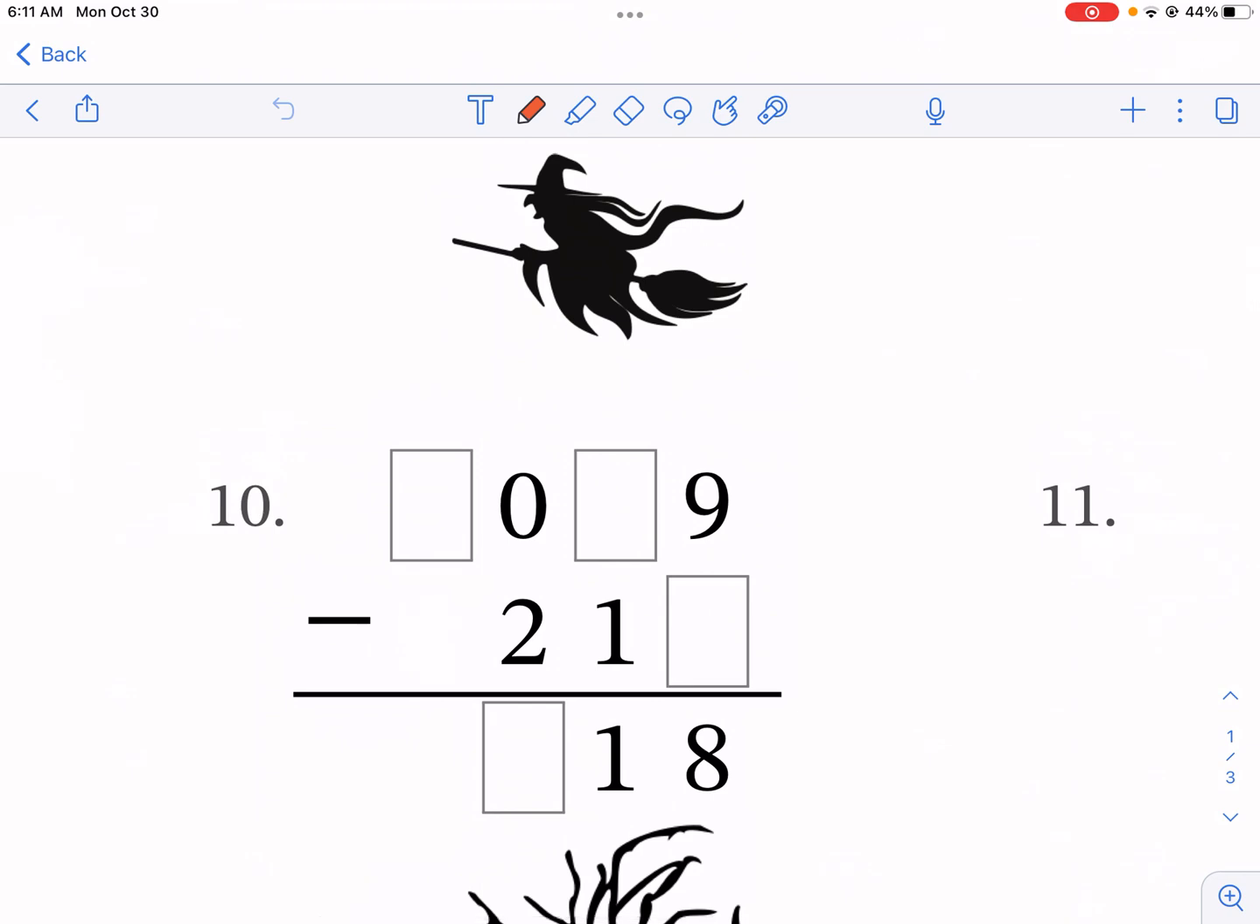So number 10, we have a complicated looking problem. We don't know any of these 3 numbers completely, but we know that 9 minus something equals 8. That's going to be 1. 9 minus 1 equals 8. Then we have something minus 1 equals 1. That's 2. 2 minus 1 equals 1.